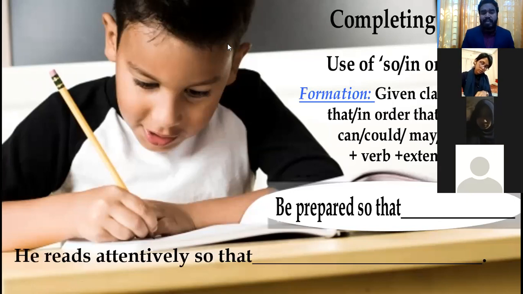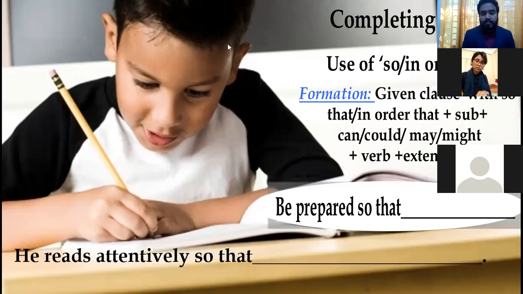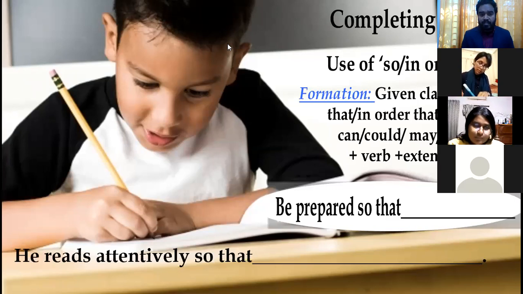And second one, he reads attentively so that he can make a good result. He can cut a good figure in the exam. He can get good marks in the exam, or he can shine in life. Must be can. Why? Because there is present tense. He reads attentively so that.